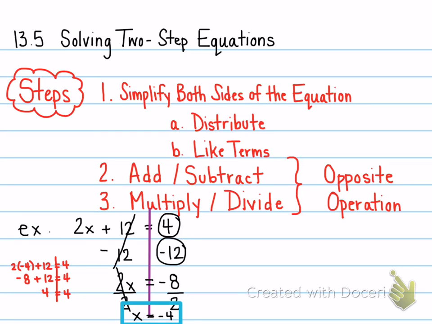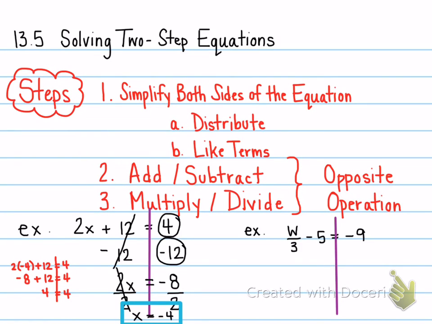All right, let's try another one just to make sure we got this, and then we're going to have you do some on your own and check your work. Okay, so let's look at w divided by 3 minus 5 equals negative 9. I draw a line down my equal sign.